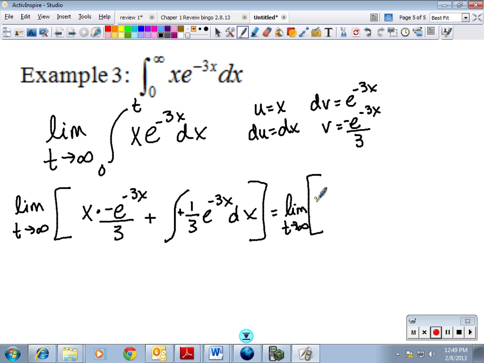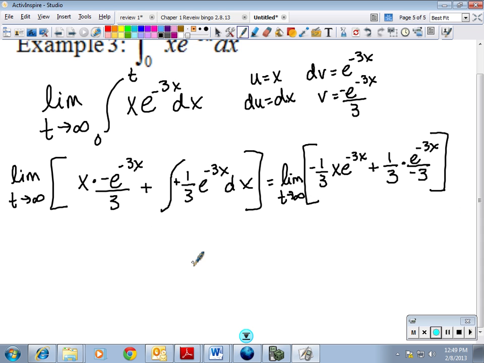I'm going to make that a negative 1/3 x e to the negative 3x plus, the 1/3 I'm going to go ahead and pull out. So I'm going to integrate this. It'd be e to the negative 3x divided by negative 3, so times e to the negative 3x over negative 3. Clean it up a little more.